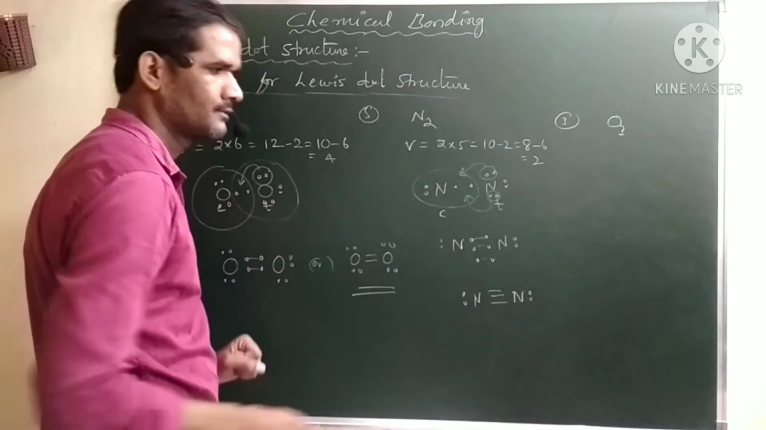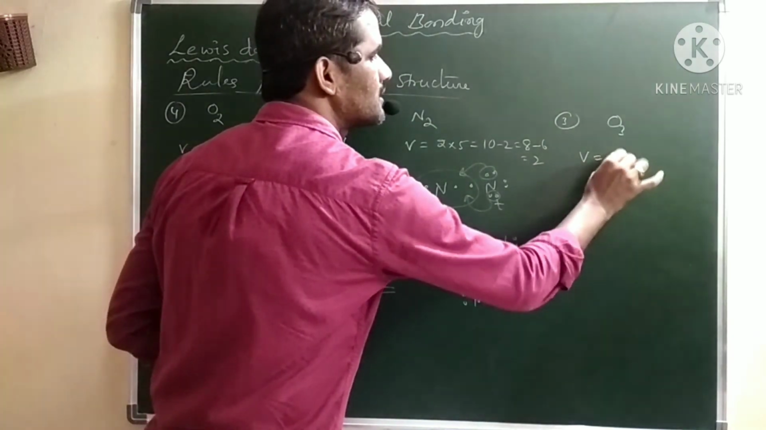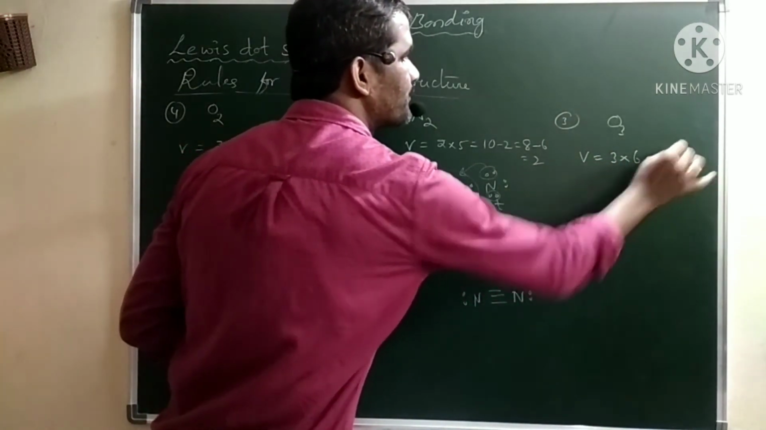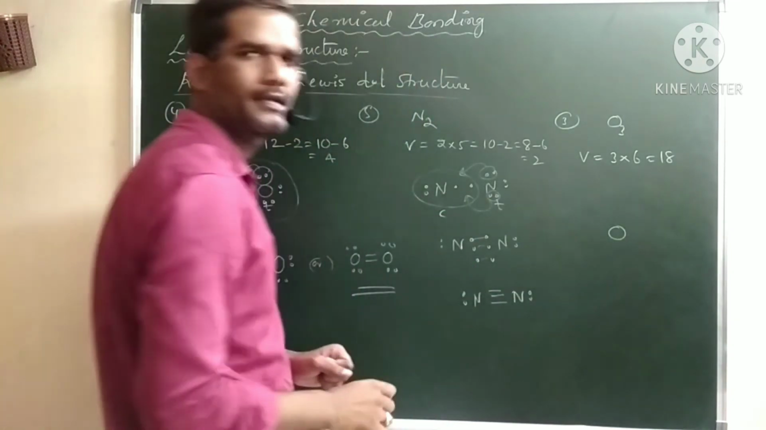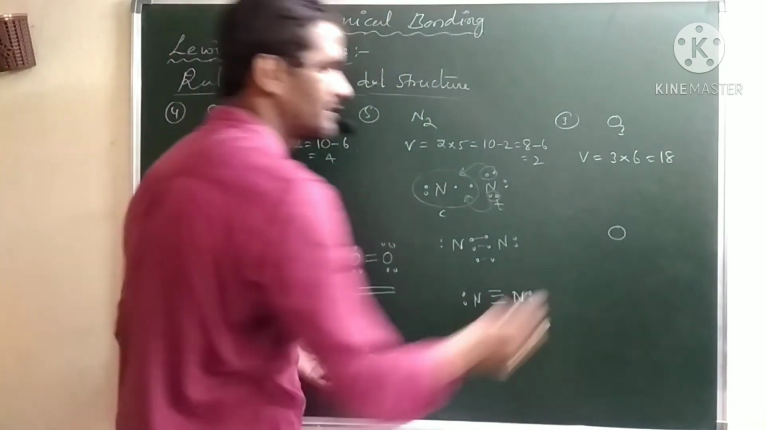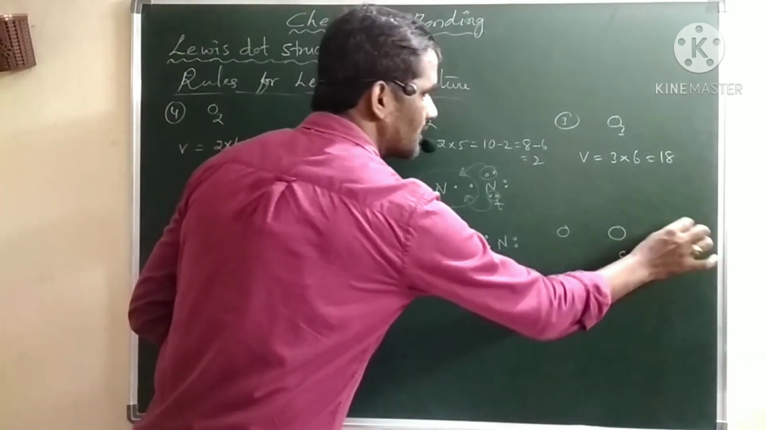Similarly ozone. Now valence electrons, 3 oxygens, 3 into 6, 18 electrons, and oxygen at the center. There are 3 oxygens, let us use one as the central oxygen, and the remaining 2 oxygens are the terminal.